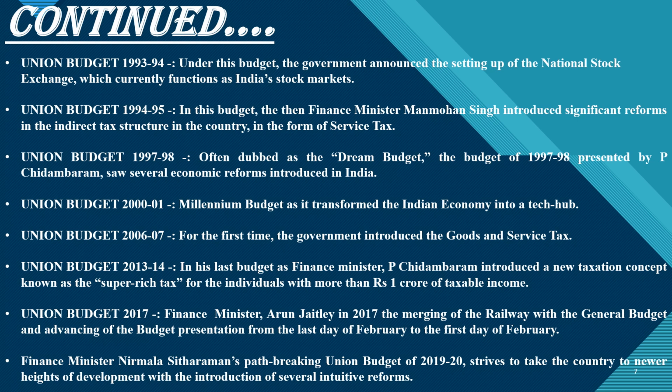So, talking about the Union Budget 2000 to 2001, this budget is often dubbed as the Millennium Budget as it transformed the Indian economy into a tech hub. And also the government here introduced the Kargil tax, which levied an additional 5% surcharge on the salaried individuals with an annual income of more than rupees 1.5 lakh, and this move was aimed to offset the cost of the Kargil war partly.